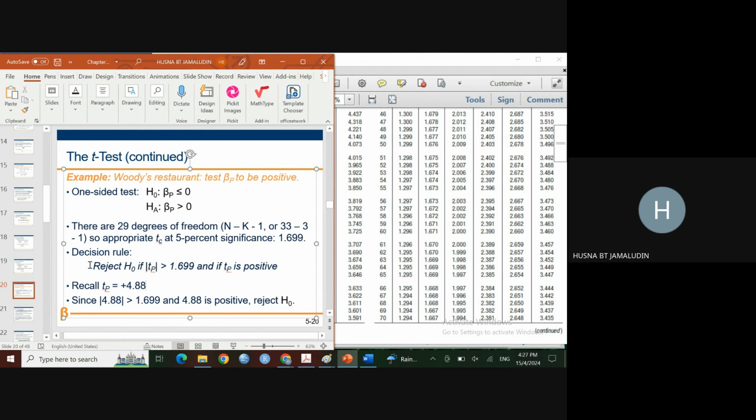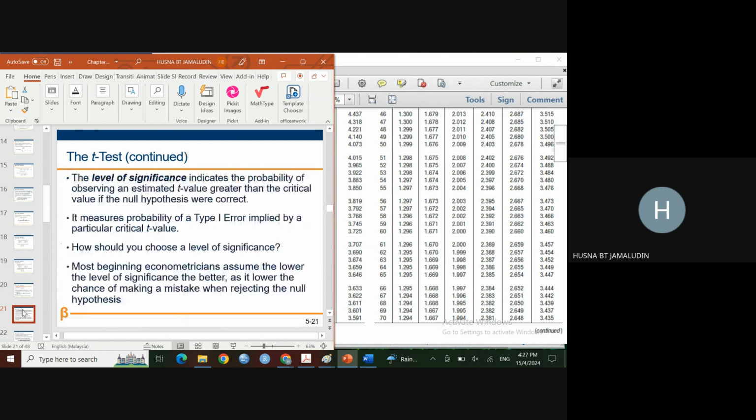Remember the rule of thumb says that reject H naught if 4.88 is bigger than 1.699. It is bigger, right? And the value is positive. It follows your expected sign. Since 4.88 is bigger and it is also positive, you have to reject H null. If I'm going too fast, you have to let me know, okay?